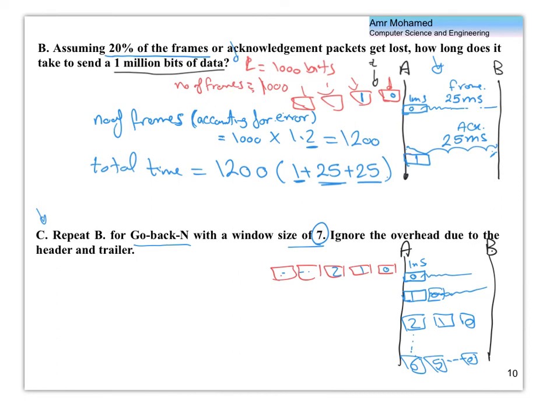And then, after sending all the 7 frames, I have to wait for 1 acknowledgement. As we said, acknowledgement is cumulative, right? So even if I lose 6 different acknowledgements, the 7th one overrides all the frames. So the most important thing here is to notice that transmission time has to be per frame, propagation time for the entire window.